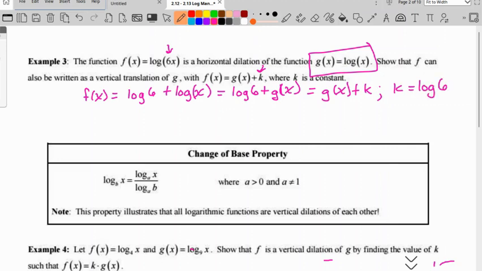Remember that the answer to that log is an exponent, which is just a constant. So that is a constant. So there we're just saying it's just that plus a constant, just a little bit of manipulation there.